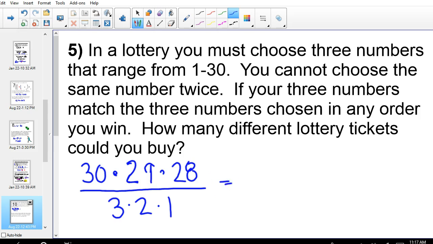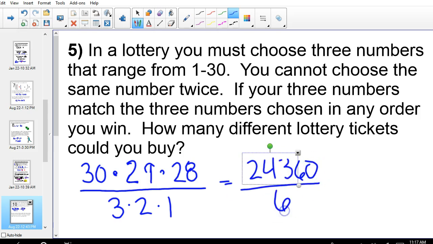So if we figure this out, we're going to have 30 times 29 times 28, which is 24,360, divided by 6. And so if we divide that by 6, we get 4,060.